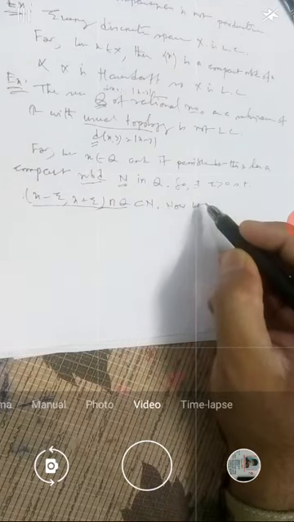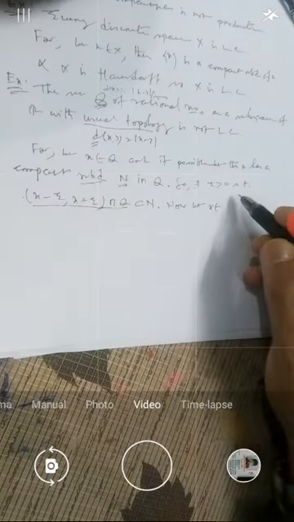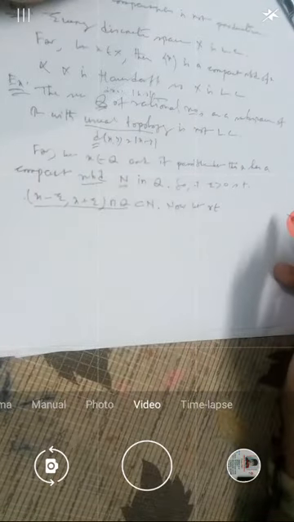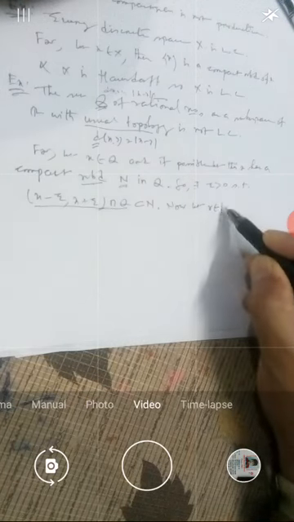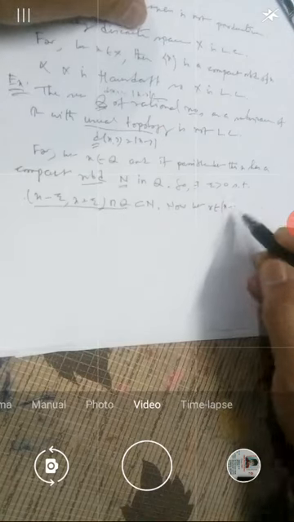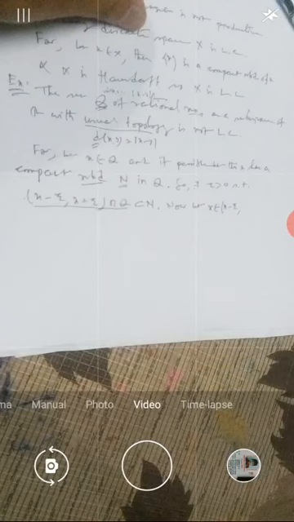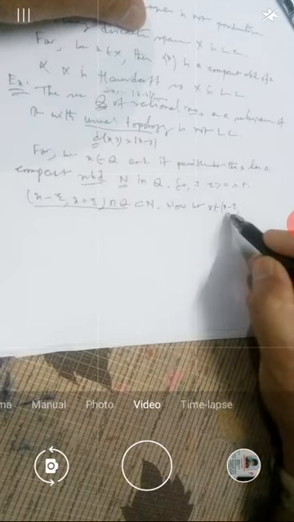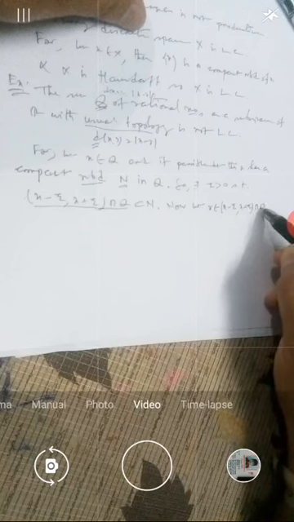Now let r be an irrational number within (x minus epsilon, x plus epsilon). Okay, so (x minus epsilon, x plus epsilon) intersection Q complement.